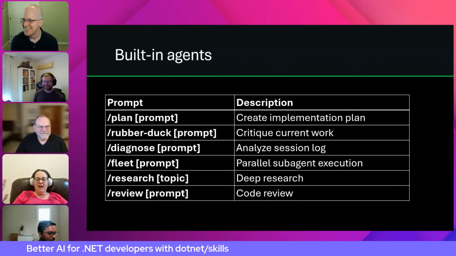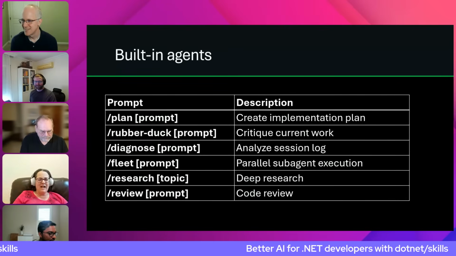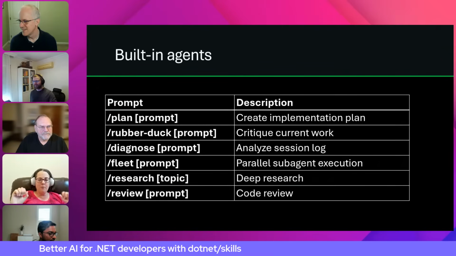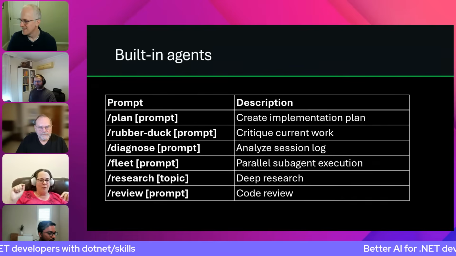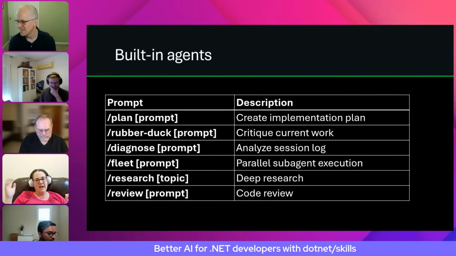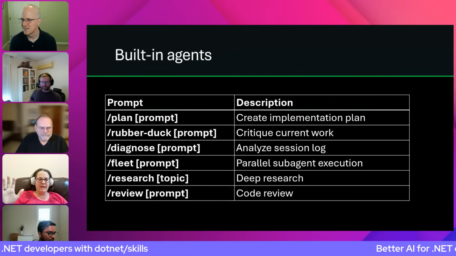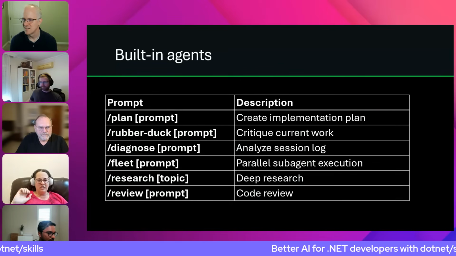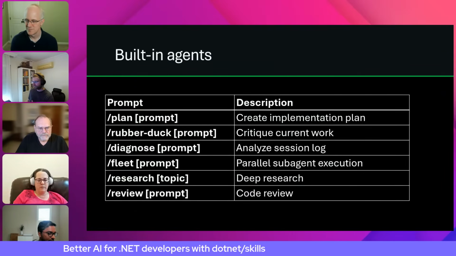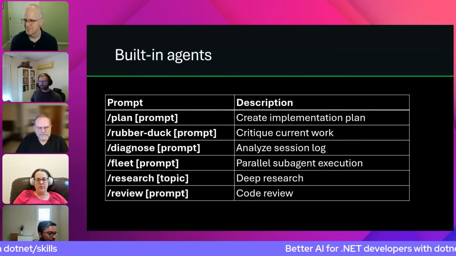So a lot of the agent harnesses have provided some really great built-in agents that you don't have to worry about writing on your own. There's a planner agent that will implement a plan for you. There's the rubber duck agent that will critique your current work. There's a diagnose agent, which will analyze your session logs. Fleet is amazing because that really launches it into parallel sub-agent execution. There's a research agent that will help do deep research, and a review agent that does code reviews, which are pretty helpful. So you don't have to write these on your own. These are built into the agent harness.